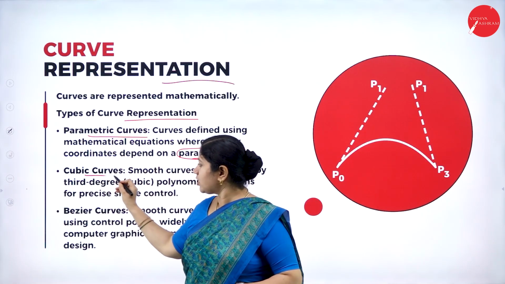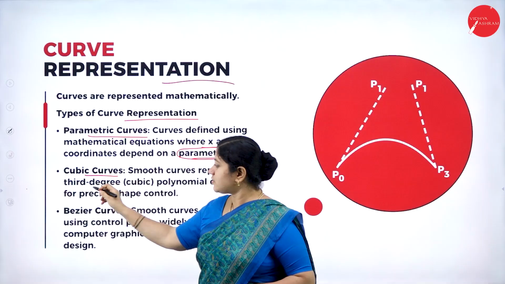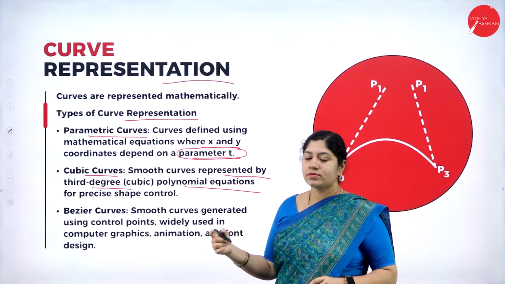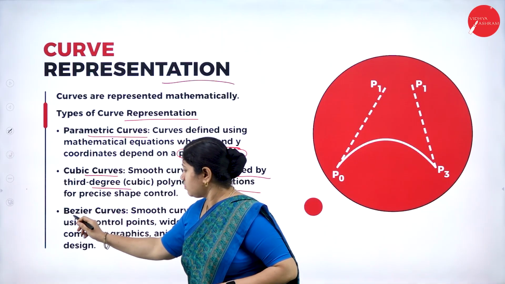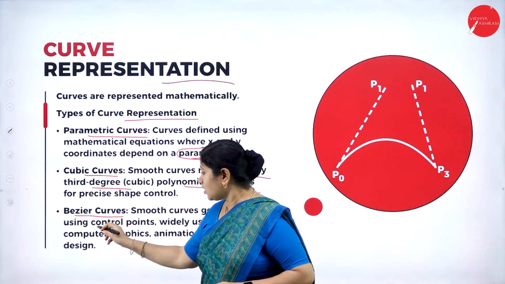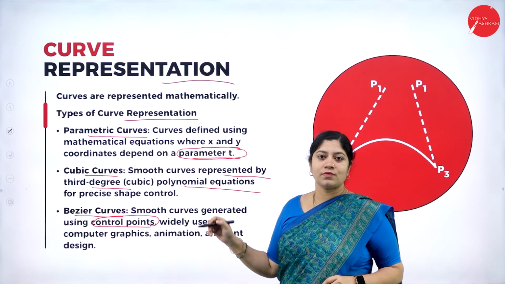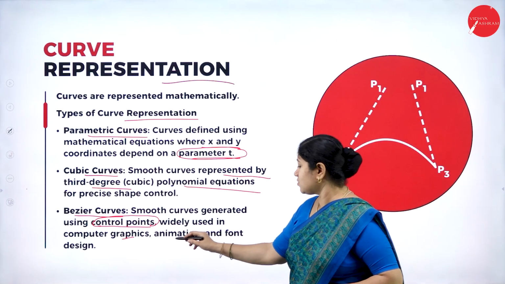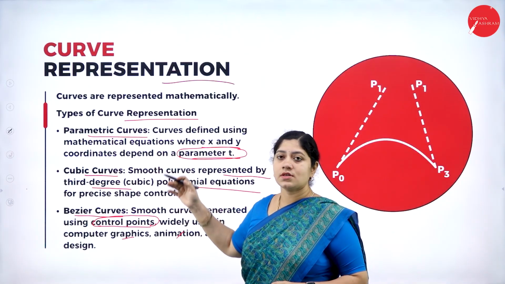The next is the cubic curve. A smooth curve which is represented by a third degree, or we can say cubic polynomial equation, for precise shape control. The third one, very important, is Bezier curves. Even a Bezier curve is a smooth curve and it is generated using control points. So very important, the keyword for the Bezier curve is the control point, and it is widely used in computer graphics, animations, as well as in font designing techniques. So these are the various types of curve representation.